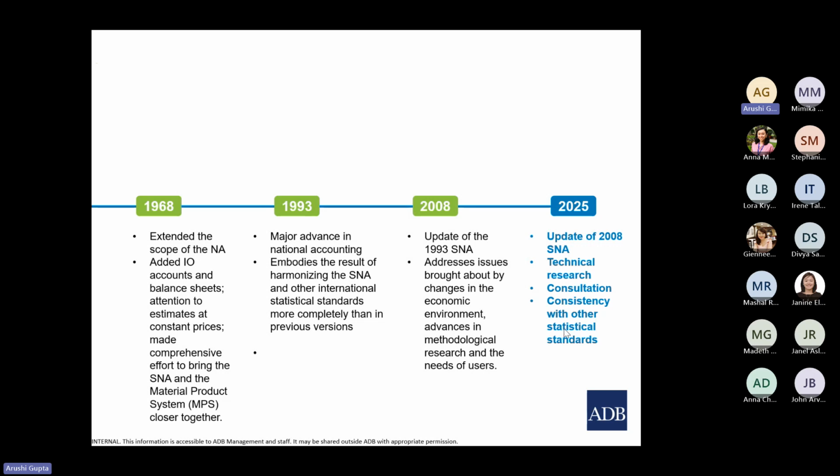Then in 1993, there was a major advance in the national accounting framework, and it embodied the result of harmonizing the SNA and other international statistical standards more comprehensively than the previous versions. And then the 2008 SNA, which is an update of the 1993 SNA, addressed issues brought about by changes in the economic environment as well as advances in methodological research and the needs of users. And now the proposed 2025 SNA framework will be talking about some new topics pertaining to contemporary themes like globalization, digitalization, among others. And the consultations for various topics within the framework are still ongoing among the advisory expert groups and the task teams for specific topics.